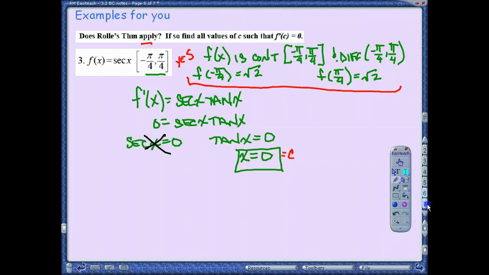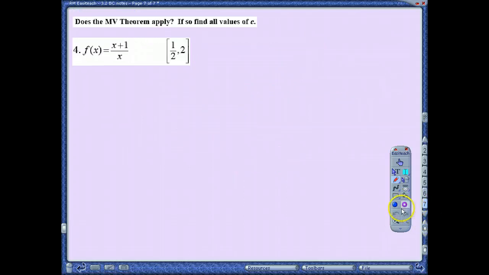Okay, let's look at an example of the mean value theorem. Does it apply? If so, find those values of C. We have to be continuous and differentiable. Well, I have a problem at 0, but good news is that's not where I'm looking in my interval. My interval is from 1/2 to 2, so all is free and clear. We can't just say yes, it applies. We have to show that it applies.